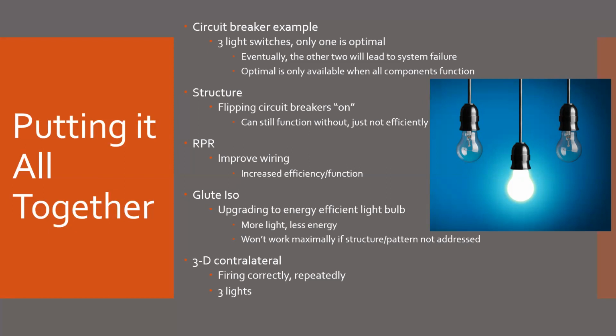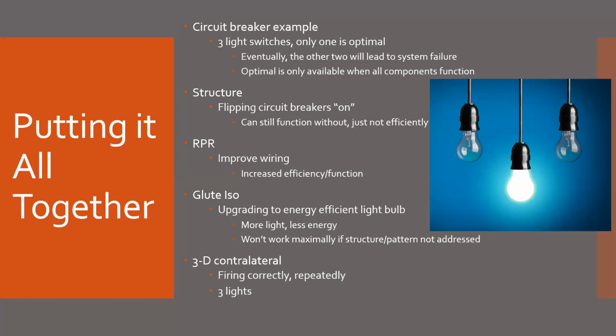All right, so that's just a way our body's going to compensate to create a pattern. A person on the street might say, hey, yeah, there's light in your room, but it's not coming from the desired room. And then finally, the 3D contralateral. So we want the appropriate light switch.